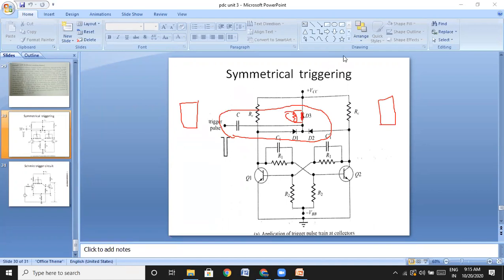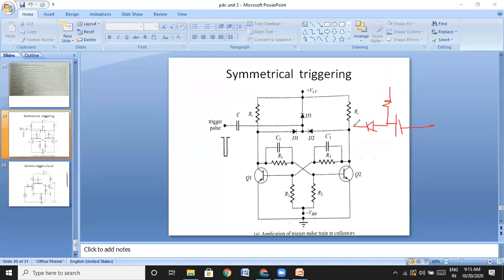So I am going to say it is simply a resistor and a capacitor. This R and C simply form a differentiator circuit, similar to the unsymmetrical case. In unsymmetrical, we directly took a resistor and a capacitor, and here we connected a diode, which is connected to the base of one of the transistors. Therefore these form a differentiator. In a similar fashion in symmetrical also, this capacitor and this diode D3 form a differentiator.